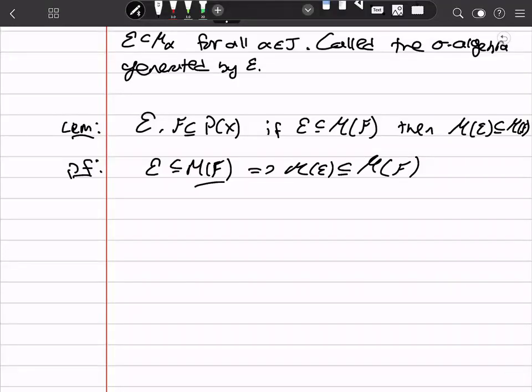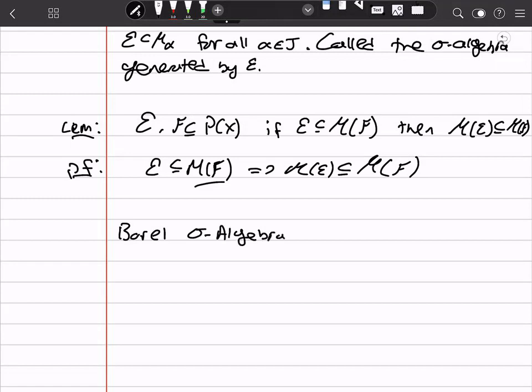Now, we've generated sigma algebras, and there are some special sigma algebras that are going to be used later on. There's one special one in particular. When we talk about sigma algebras, like I said, one of the most important is the Borel sigma algebra. So that's what we're going to talk about now, the Borel sigma algebra.